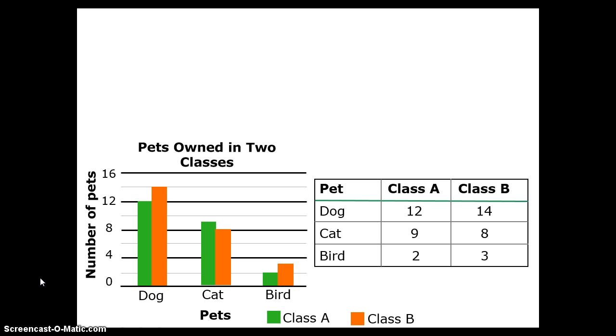I can also use this double bar graph to make general statements. What pet is owned most by students in Class A or Class B? Again, this answer is dogs, because in both cases, the green and the orange bar are the highest. So if I added them together, the green and orange bar for dogs, cats, and birds, the most would be dog.